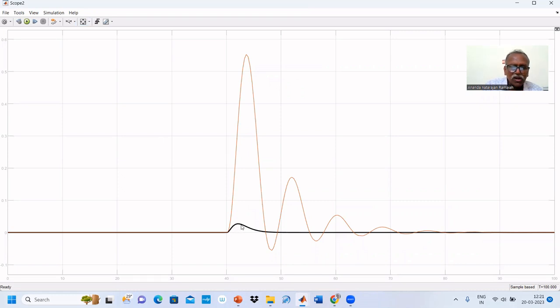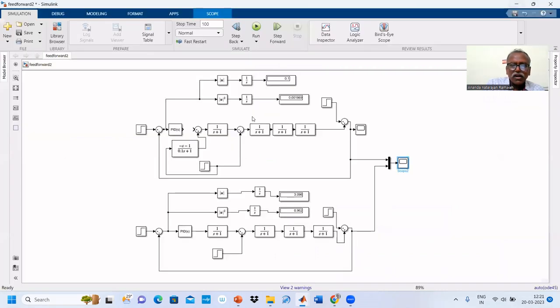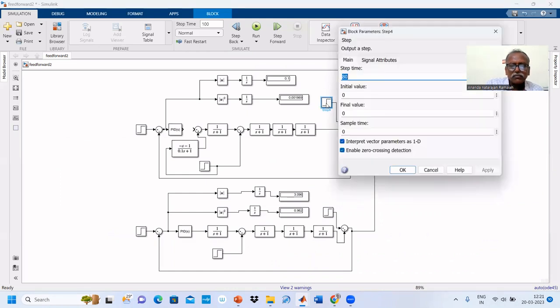You can notice that small deviation is there in the feed-forward controller. That's why feed-forward controller will be better, gives better dynamics than feedback controller. Now, let us check for other disturbances, how it works for other disturbances. The other disturbances for which it is not designed.